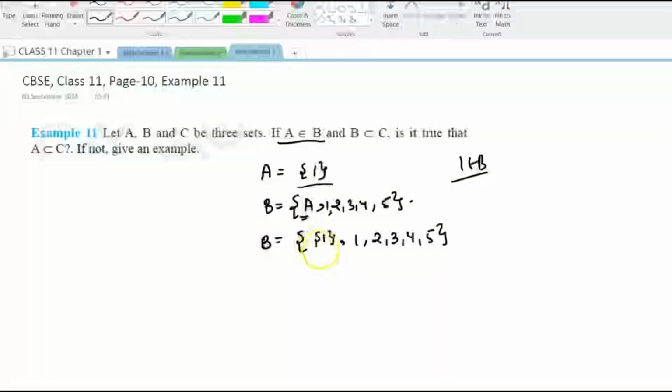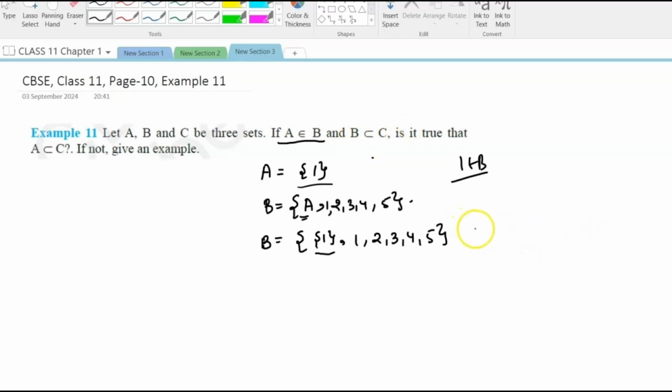Okay. So here, the element of A is what? 1. 1 is the element of A. But here, this set 1 is the element of B. Okay, and it does not matter if you put 1 here or not. If you want, you can put it. If you don't want, you cannot. It does not matter. So A belongs to B means A belongs to B as a set in B, not as an element 1 in B. Now they are saying that B is a subset of C.